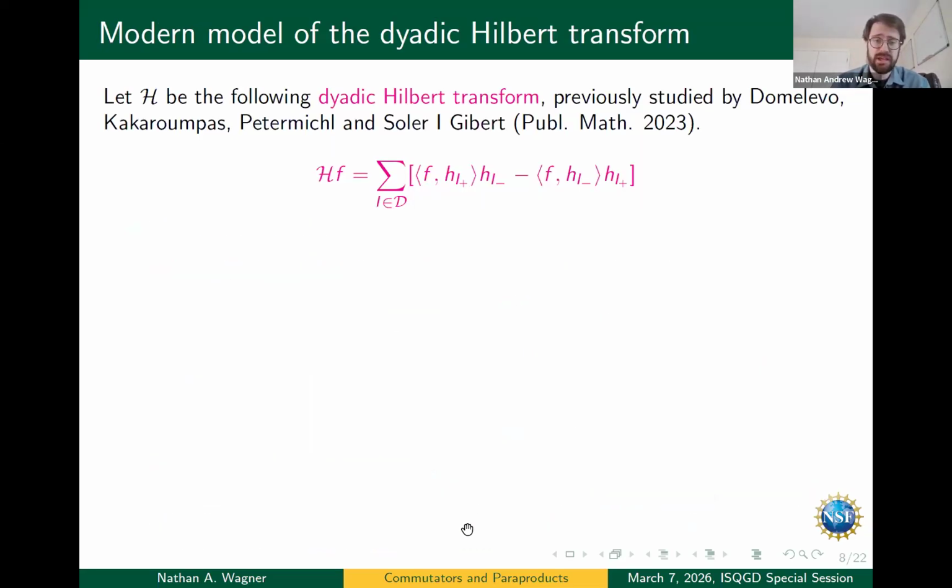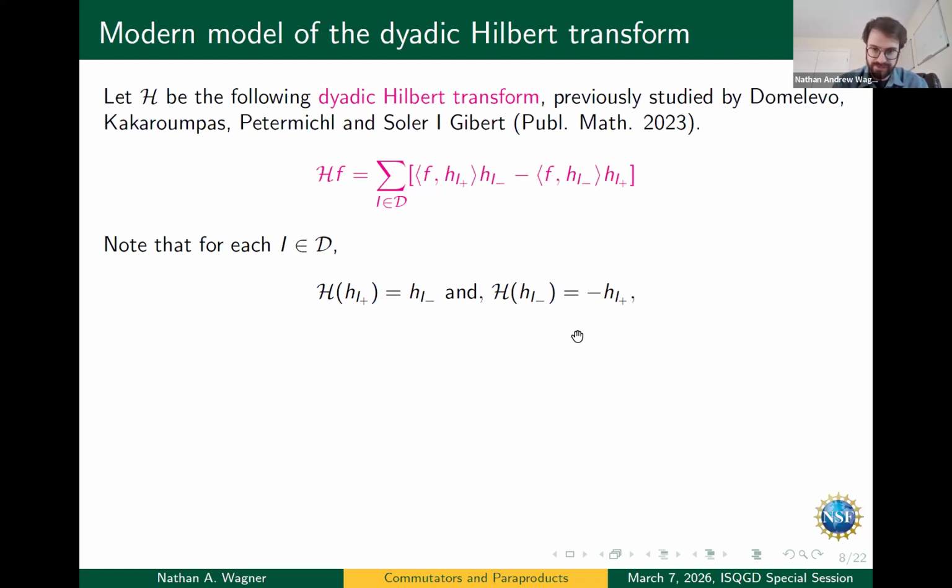There's another model of the Hilbert transform, a dyadic model that is more recent, that was recently introduced by Petermichl and several co-authors. And this Haar shift, rather than mapping a Haar function to its children, switches the siblings around. So it maps h_{I+} to h_{I-} and h_{I-} to minus h_{I+}. So H of h_I is equal to the sign of I times h of the sibling of I, precisely.